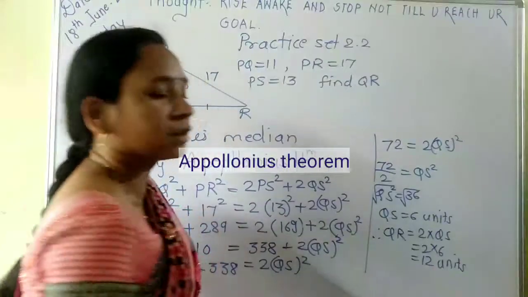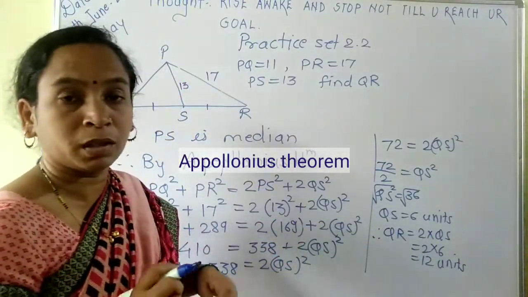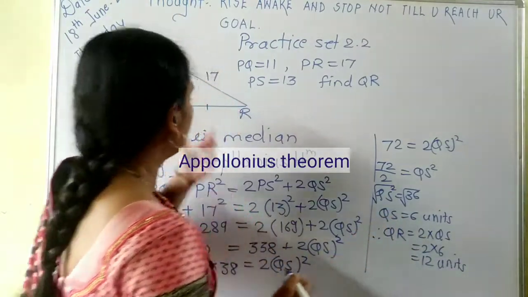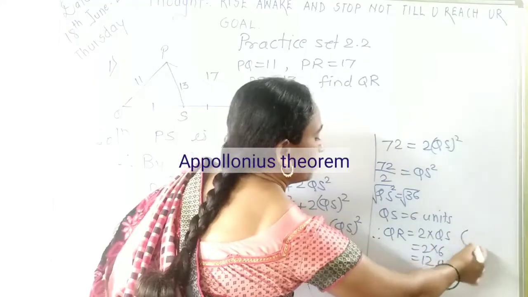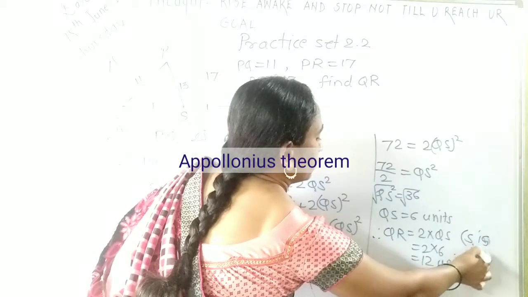Why is QR double of this QS? Here you can give the reason that S is a midpoint.